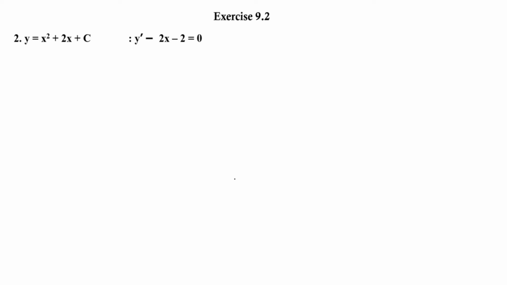The next question is y is equal to x square plus 2x plus c, and we have to check whether it satisfies the differential equation y dash minus 2x minus 2 is equal to 0. So first let us find y dash. y dash is equal to 2x plus 2. So here it is obvious, when we write y dash minus 2x minus 2, it is equal to 0. Therefore, it is a solution.